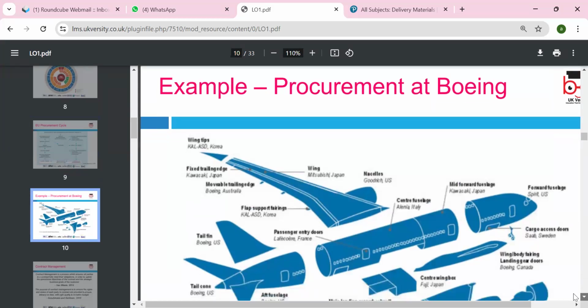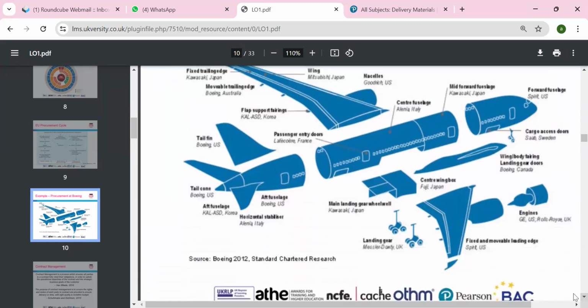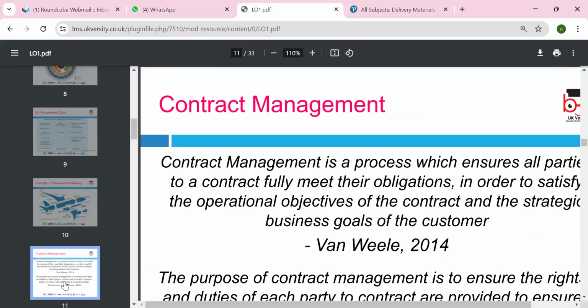Okay, guys, you will see the tenders of Boeing. Boeing is quite a big company that makes aeroplanes. We can look at the wing, we can look at other parts, so we can give the tenders in different countries and for different parts. Ultimately, it's a huge process. Contract management is a process that we can look at.